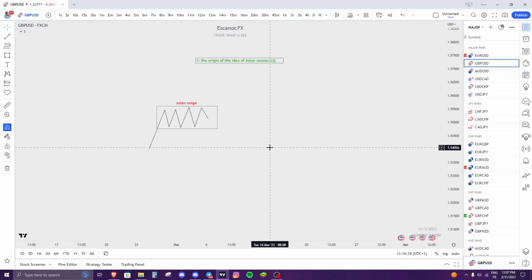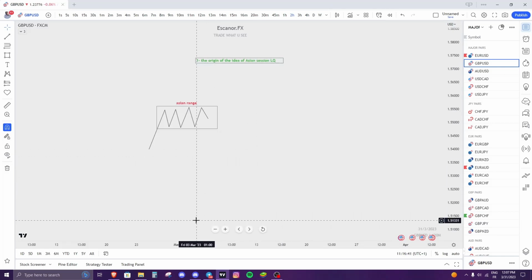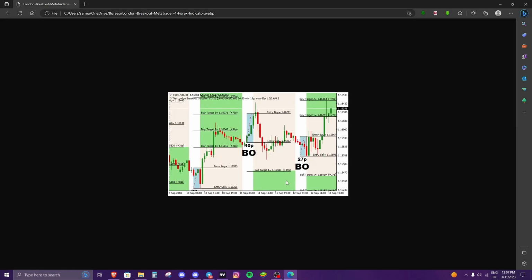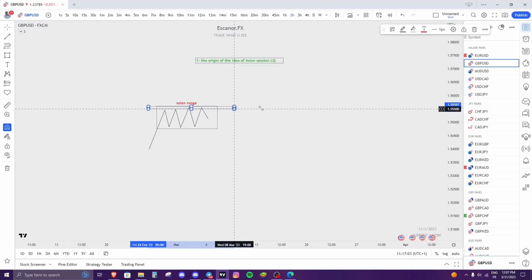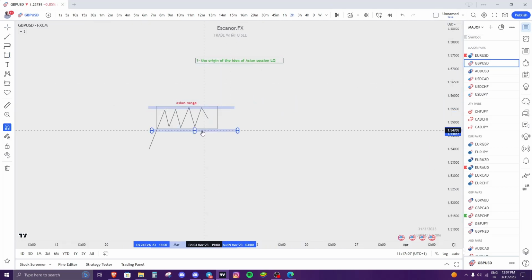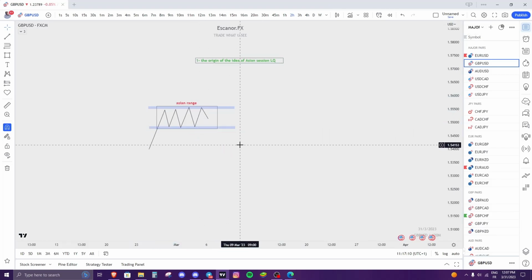So they have an indicator called three-tier London breakout. Let me show you, I have the picture. So this is a picture from the indicator. They use it in the MT4 and MT5. So what is the idea behind that indicator? They consider the high and the low of the SCN session as a support and resistance level.